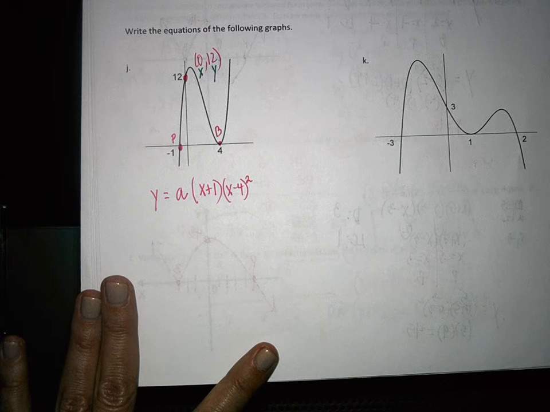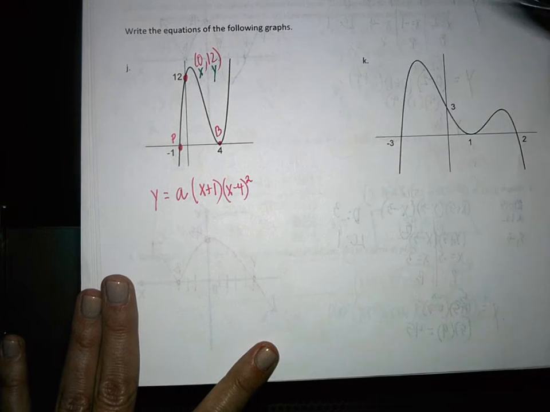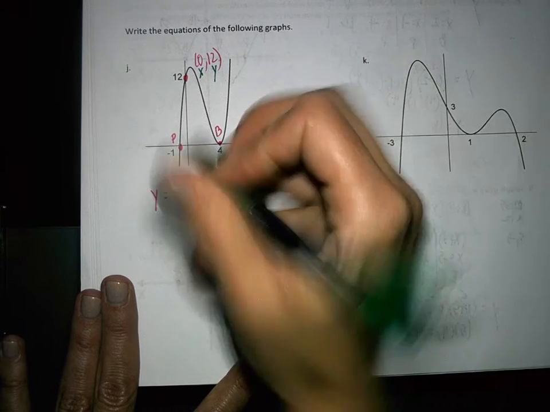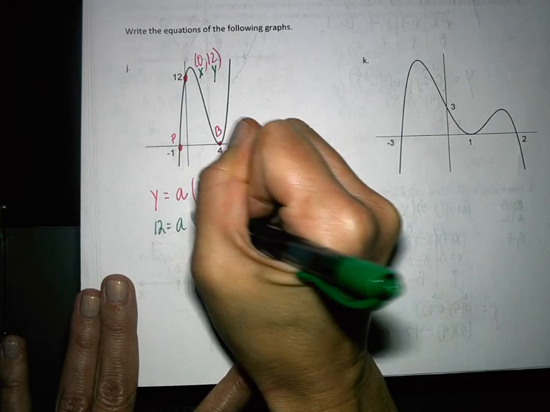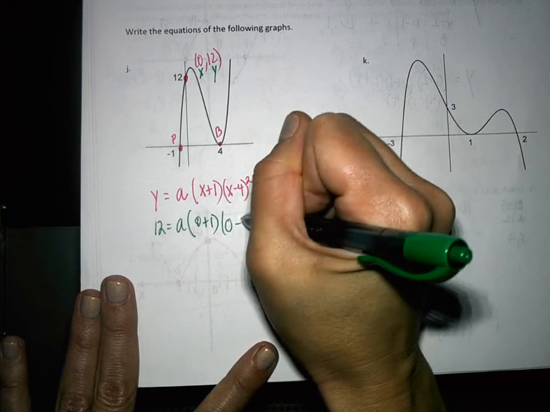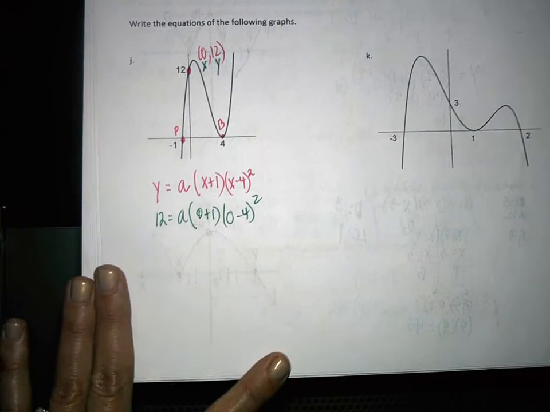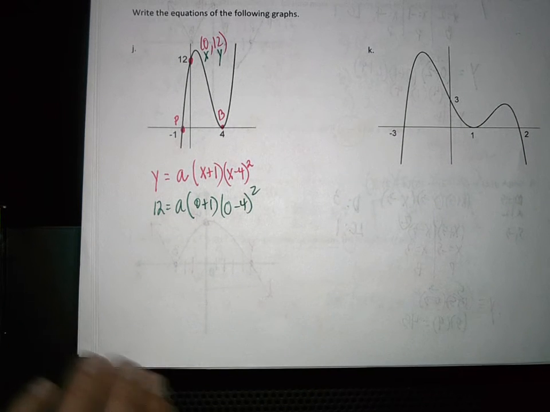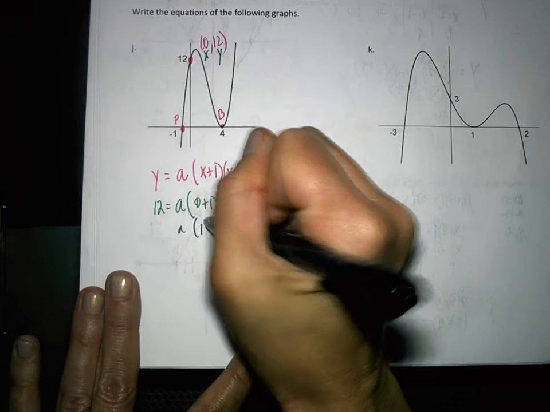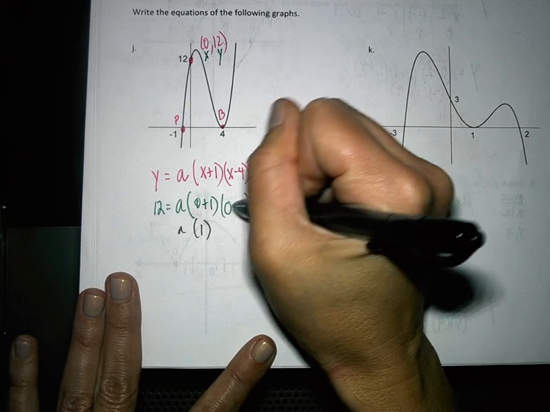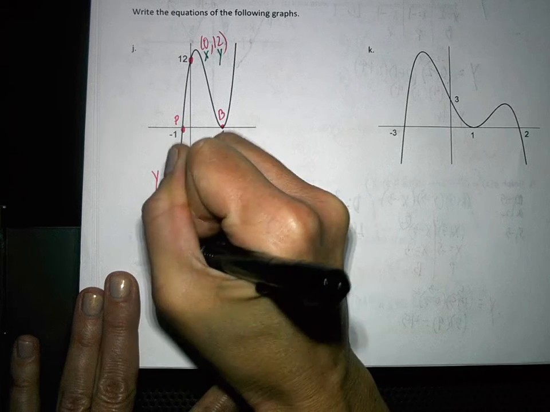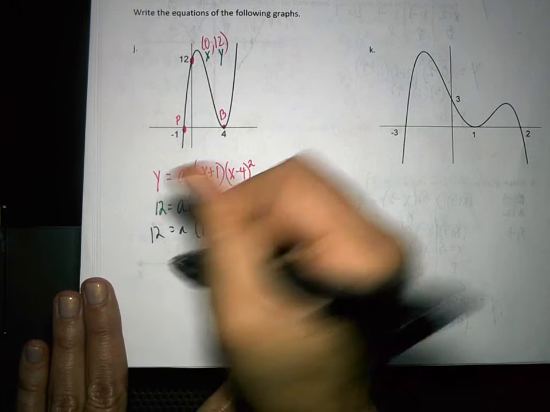Okay, so 0, 12. We're going to plug that in here. What do I write? 12 equals A times 0 plus 1 times 0 minus 4 squared. And we're just going to solve for A. So we go through here. 0 plus 1 makes 1. 0 minus 4 is negative 4, and negative 4 squared is 16. When you multiply all that, we end up getting 16A.